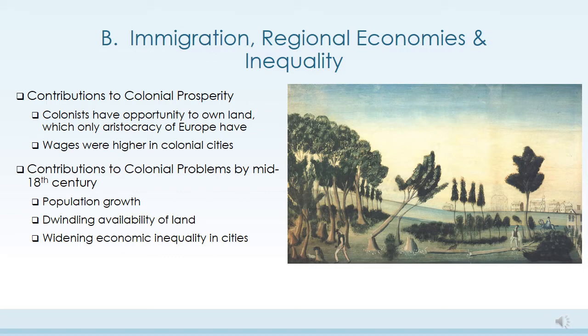Although all of these facts contributed to the prosperity of the colonists, population growth, natural increase in immigration, and the dwindling availability of land became serious problems by the mid-18th century. In the colonies' expanding cities, the gulf between the rich and the poor widened, and in rural areas, young people faced the prospect that they might not be able to obtain land for their own farms.